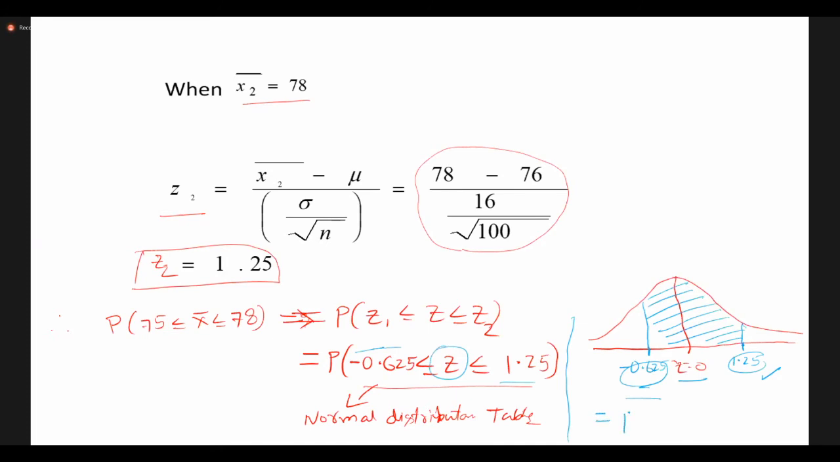By using the normal distribution table, you can find this. Sometimes it is written as P of, or sometimes as F of. Whatever notation you used previously, this means the area under the curve up to this point. I'll show the table, how to get it.